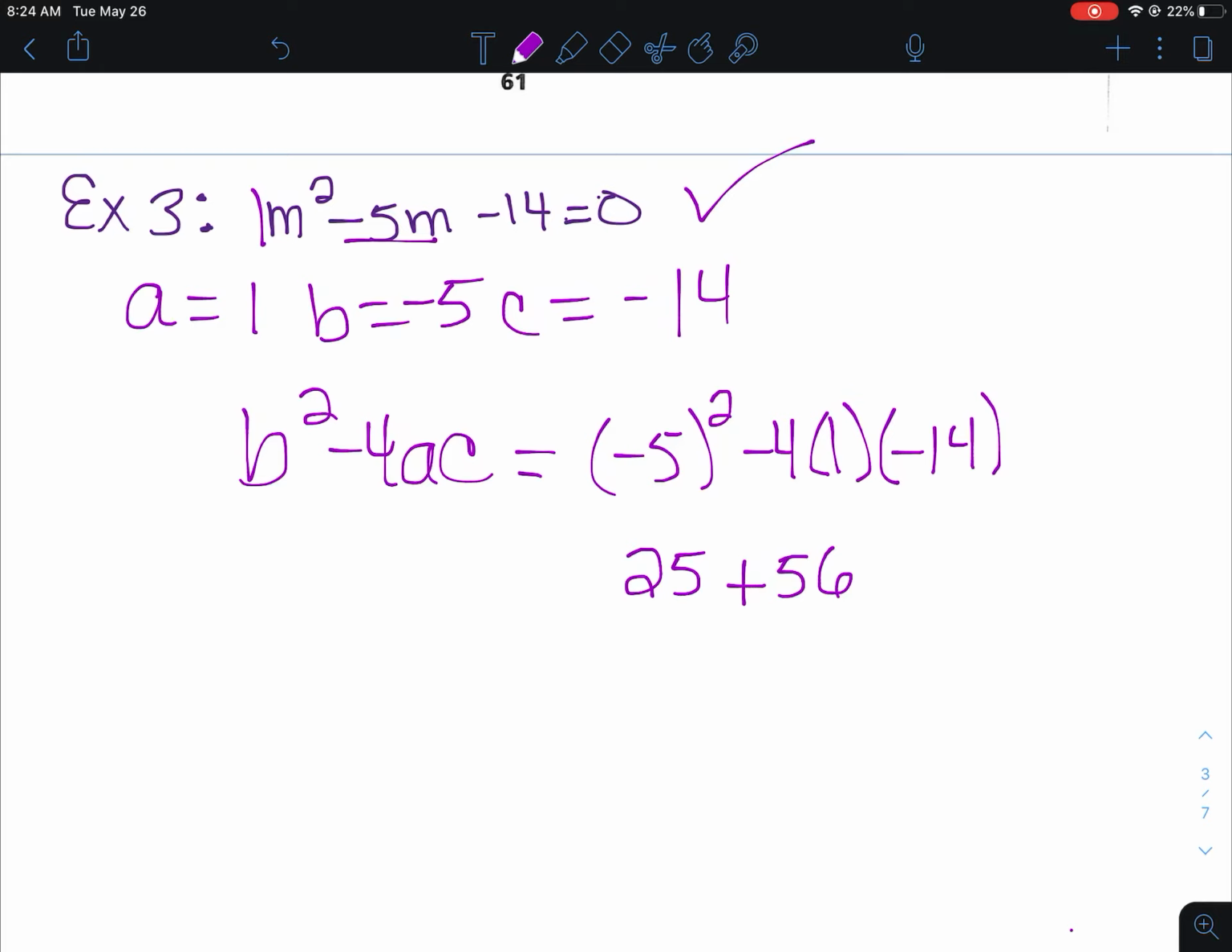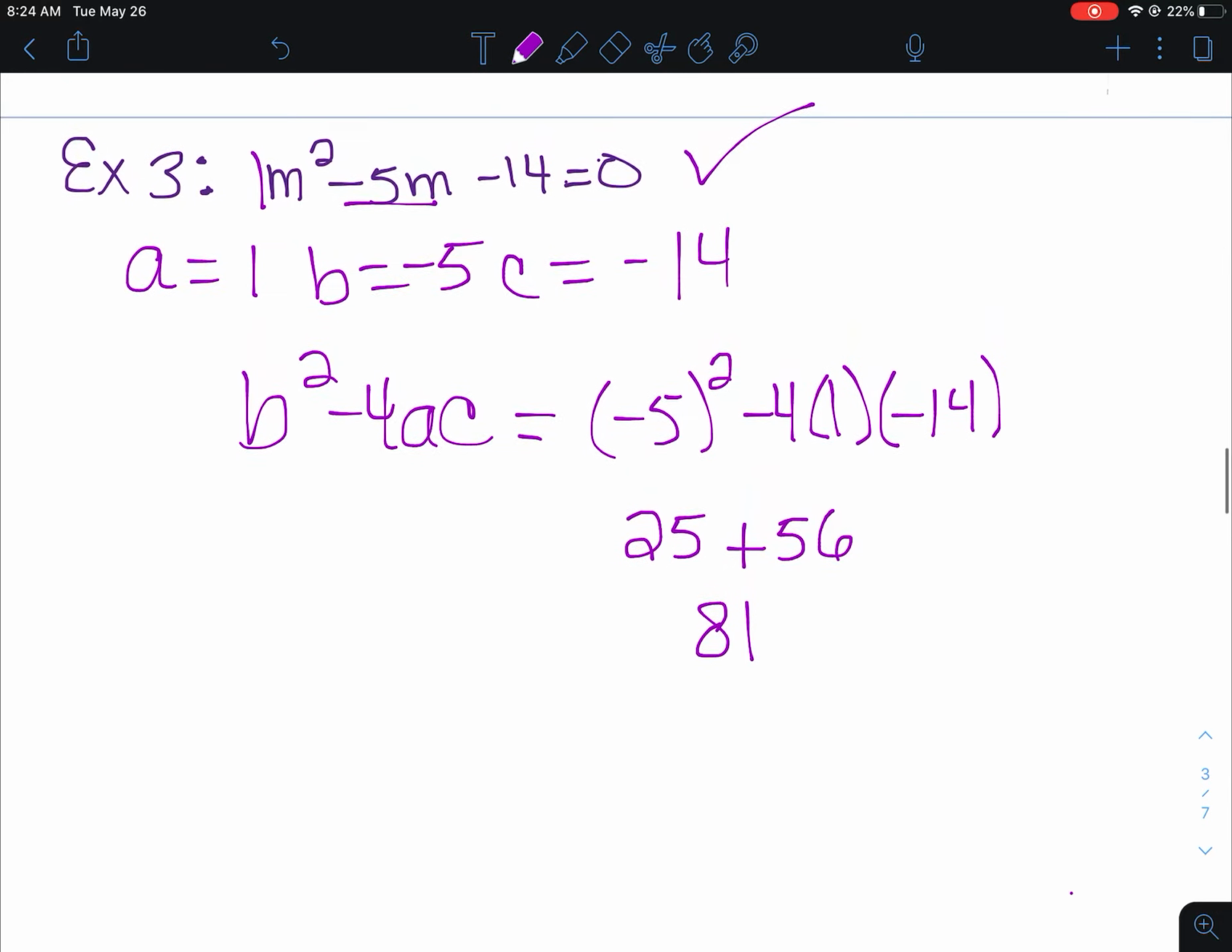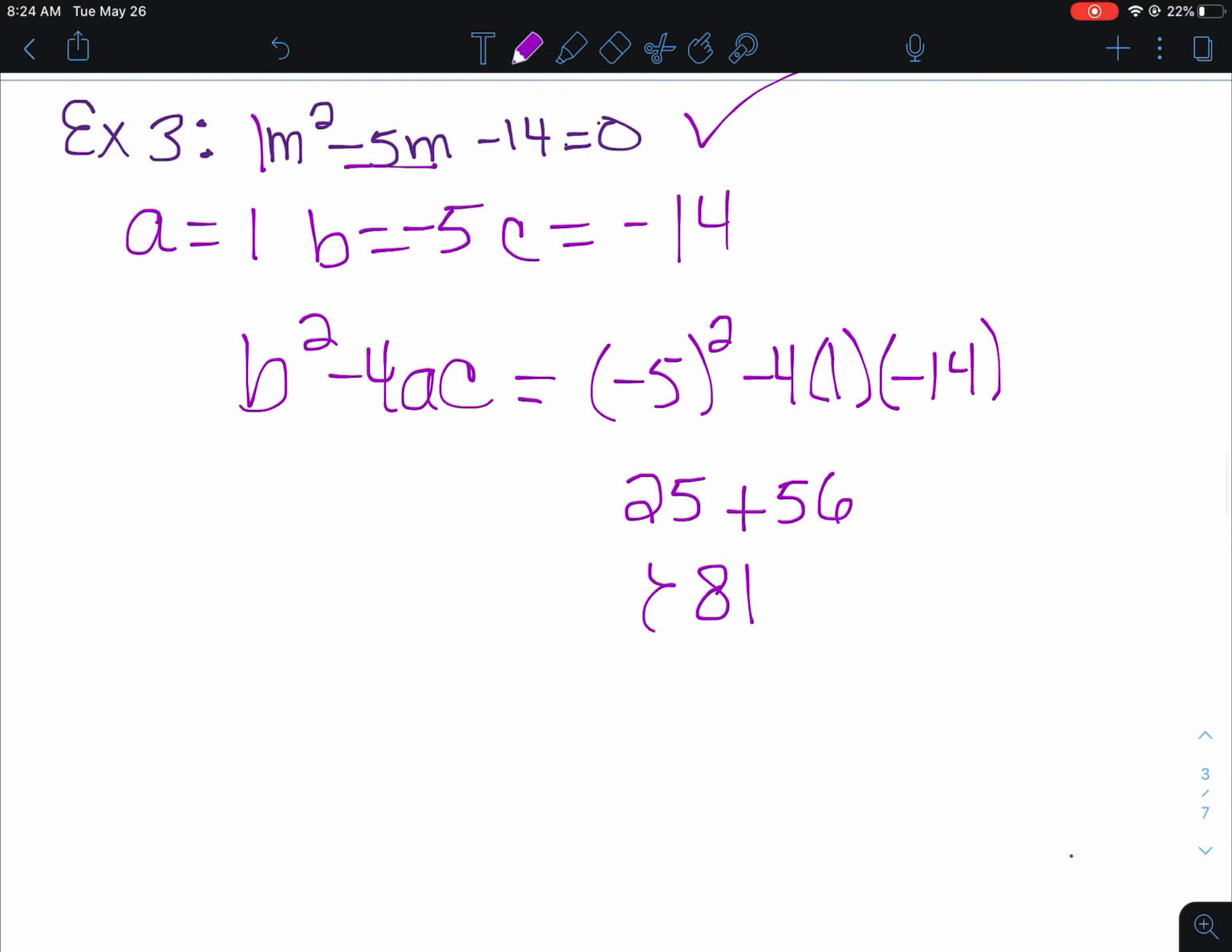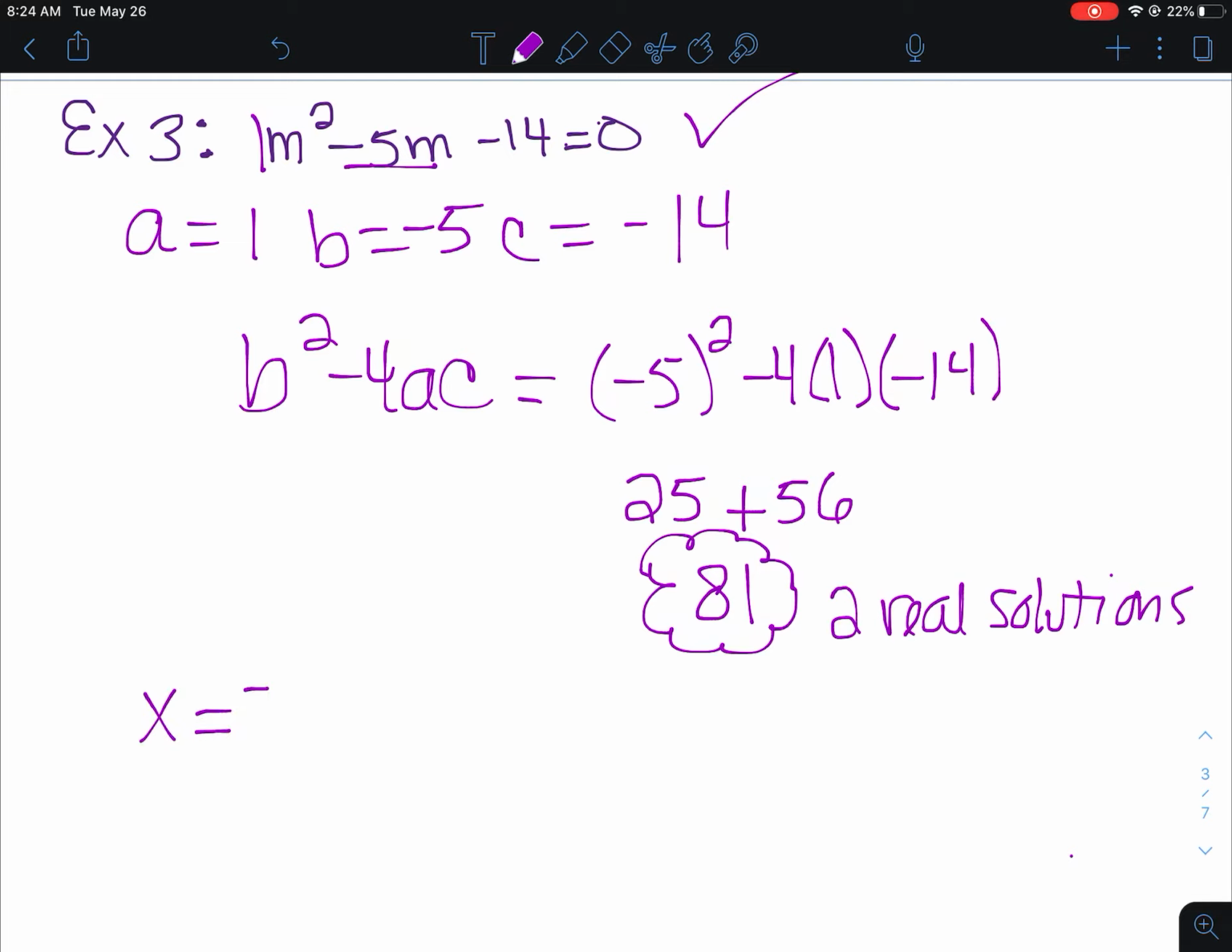So we end up getting, what is that, 81 as our value. Okay. And something that might be clicking in your brain is 81 is a perfect square. So we have two real solutions. And because it's a perfect square, we're going to be able to simplify this a little bit further. So now let's fill in the rest of our quadratic formula.